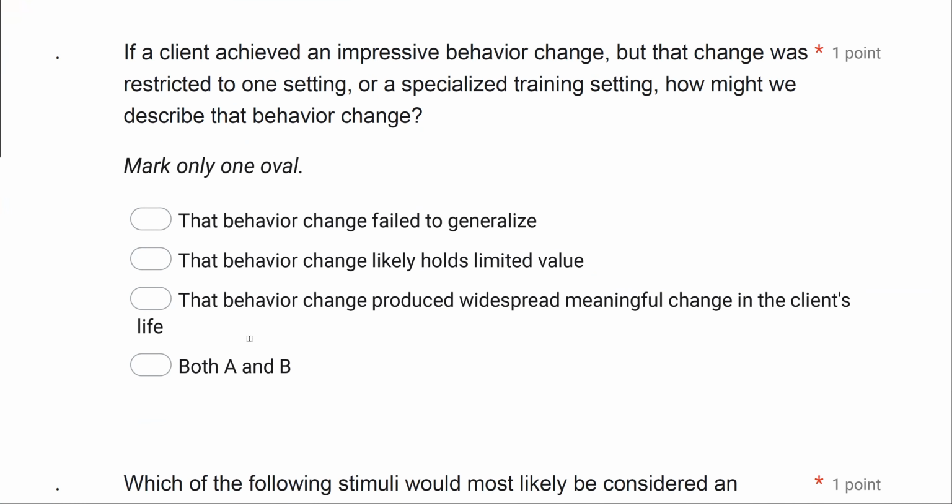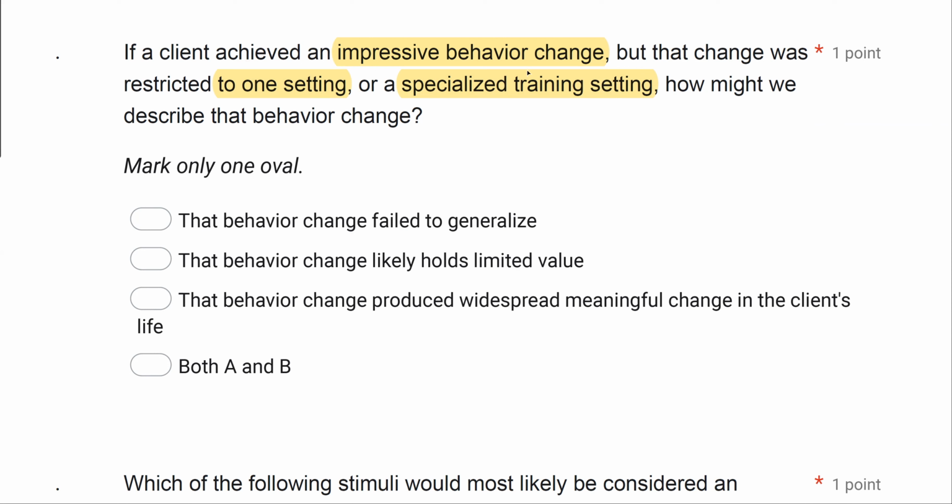If a client achieved an impressive behavior change, but that change was restricted to one setting or a specialized training setting, how might we describe that behavior change? Kind of a theoretical question, so let's think about it. We have a client who achieved an impressive behavior change. Awesome. Let's say they learned to spell their name, right? You taught them in clinic to spell their name, but that change was restricted to one setting or a specialized training setting, meaning they can't spell their name in their home. They can't spell their name at school. That's a problem. Okay, so how might we describe that behavior change?